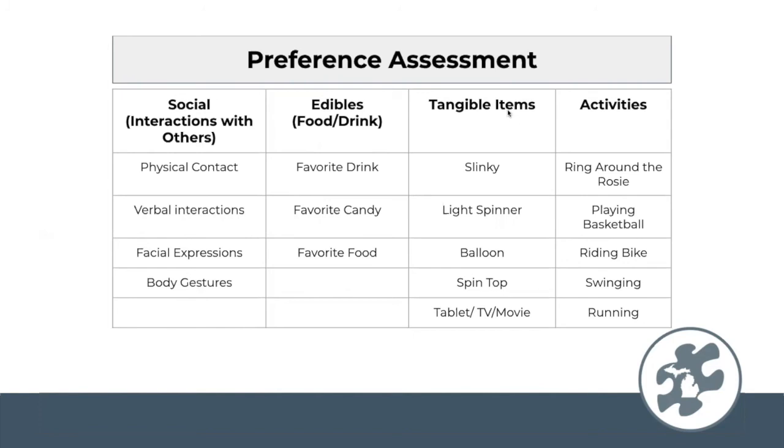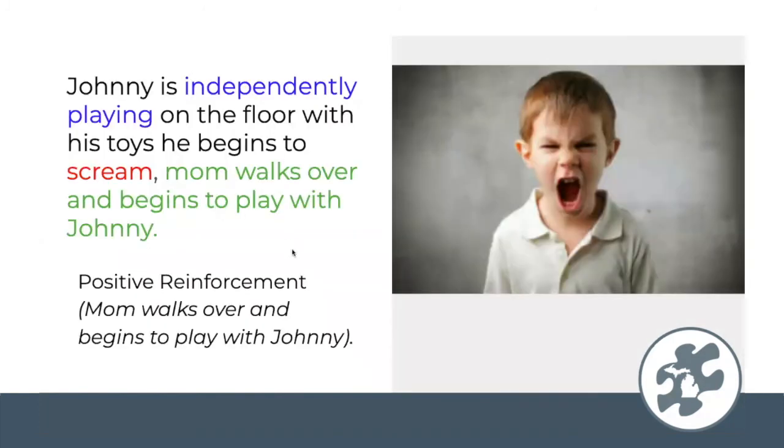So what is your individual, your child, interested in? That's what we want to know for this preference assessment. So now we go back to one of our examples here. Johnny is independently playing on the floor with his toys and he begins to scream. Mom walks over and begins to play with Johnny. Positive reinforcement is what we're hypothesizing this behavior to be maintained by. Mom walking over and beginning to play with Johnny.